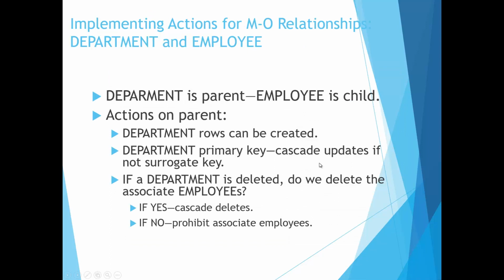The example in this slide shows how to implement actions for the mandatory to optional relationship. In this example, the department is the parent while the employee is the child. Actions that can be implemented on the parent entity are as follows. Department rows can be created. Department primary key, cascade update if not surrogate key. If a department is deleted, do we delete the associated employees? This is a question that we need to ask. So if yes, then cascade delete. If no, then prohibit the deletion if there are associated employees.